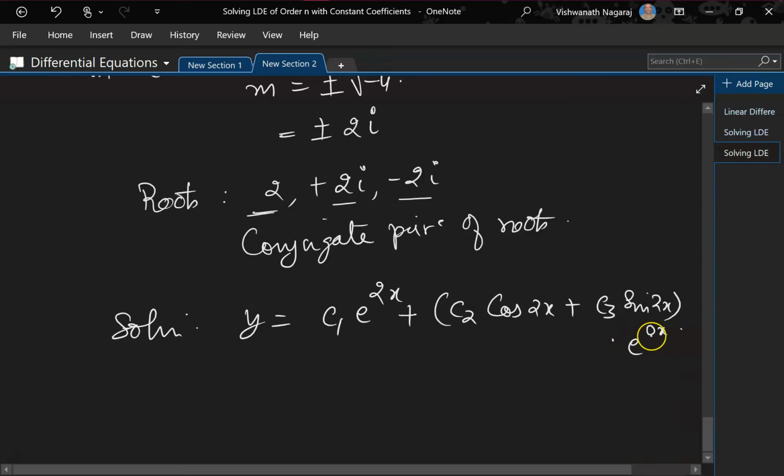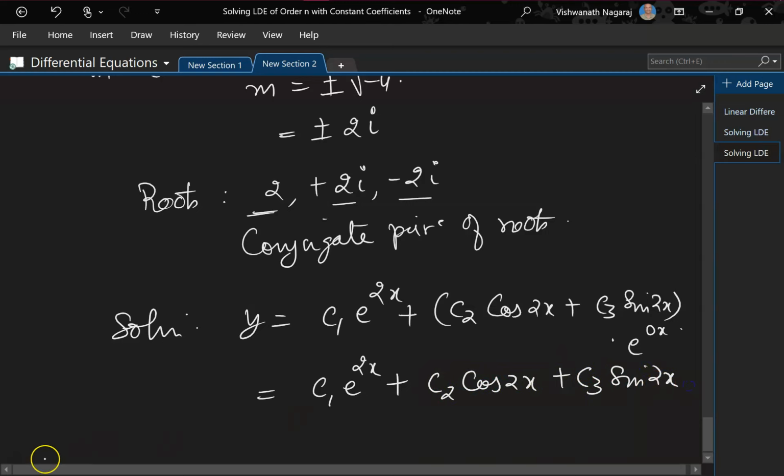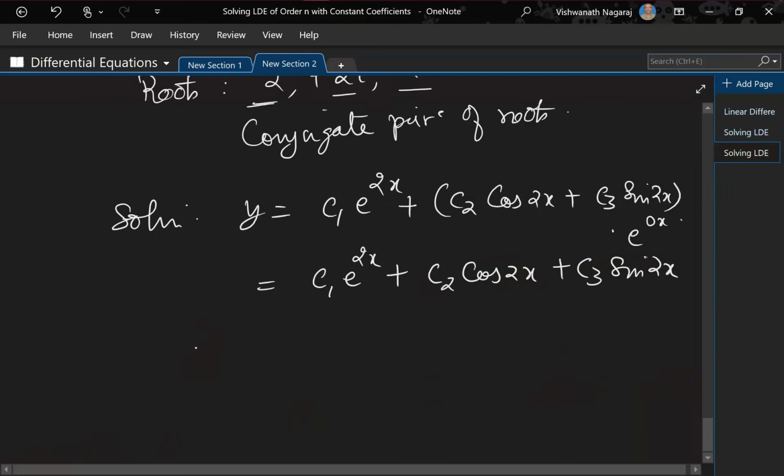Now from where did the 0 come? The real part of the conjugate pair doesn't exist, so 0. So just simplifying this, we get c1 e to the power of 2x plus e to the power of 0, which is 1, so we are left with c2 cos 2x plus c3 sin 2x. So that is solving linear differential equations of order n with constant coefficients. That's it for today. Bye for now.